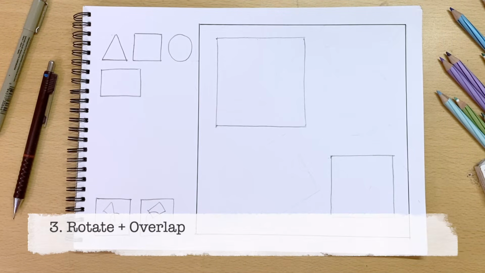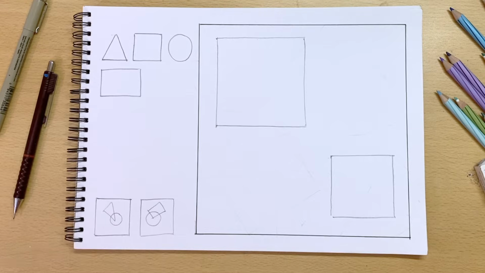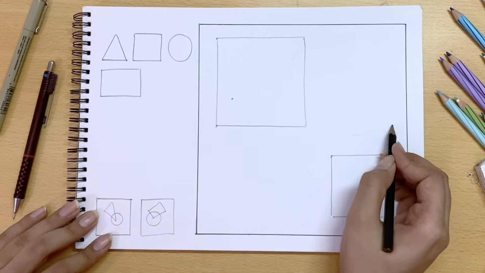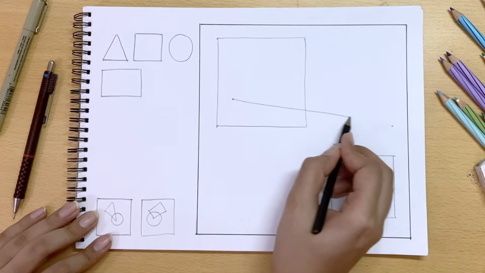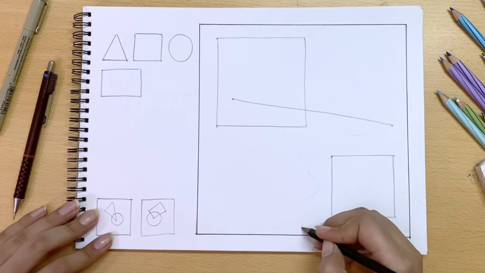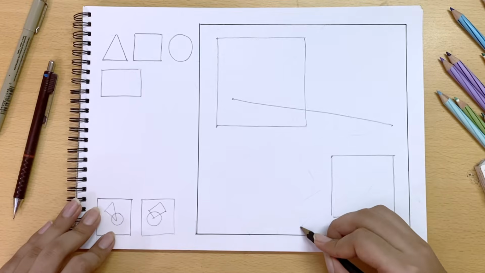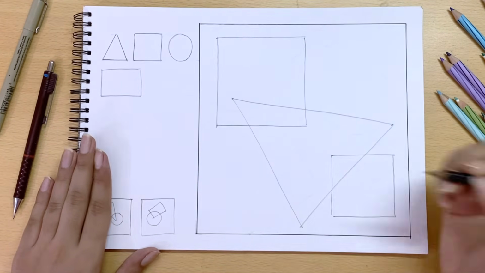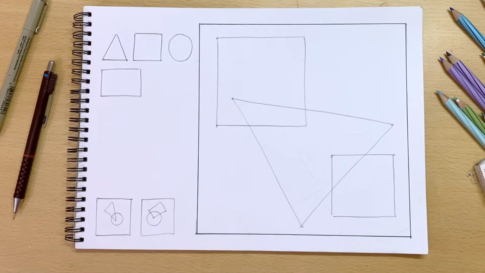3 is rotate and overlap. So always rotate your shapes a little bit. I'm going to take this triangle, but I think I'm going to rotate it out a little bit, and I'm going to overlap it with both these squares. So I'm going to put it say roughly over here. Okay, that looks good.